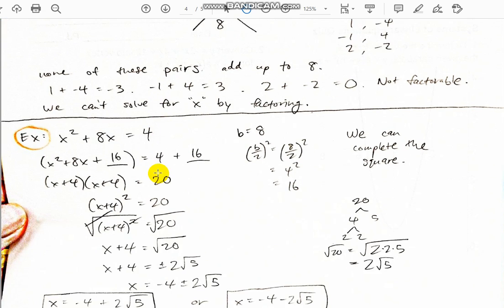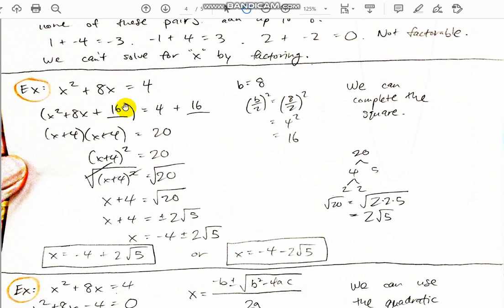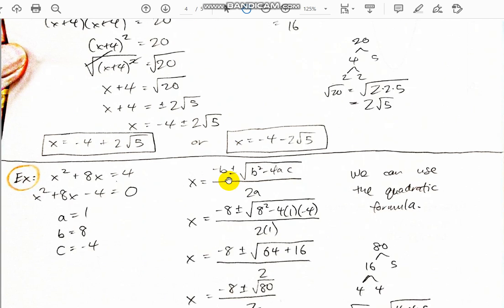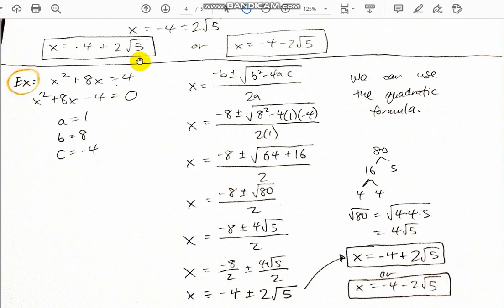We can, though, complete the square. If we have this example here, we can complete the square and still solve for x, as well as use the quadratic formula. So we can use the quadratic formula here as shown in order to solve for x. Okay.